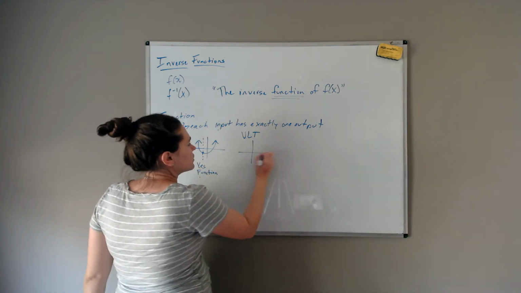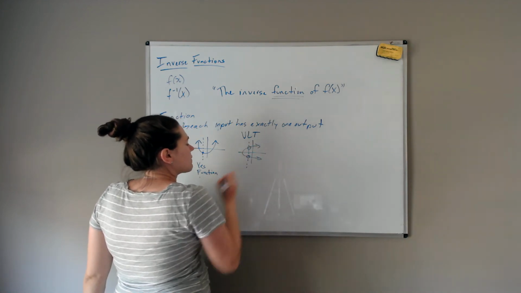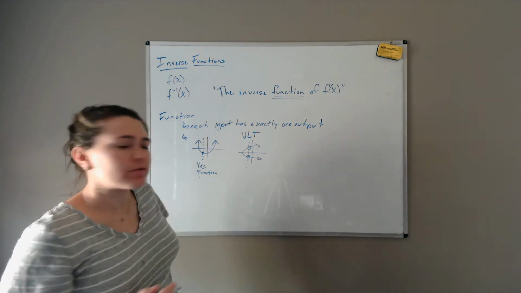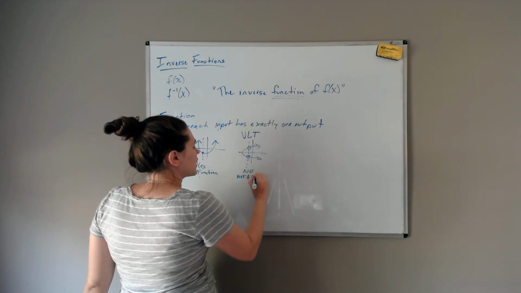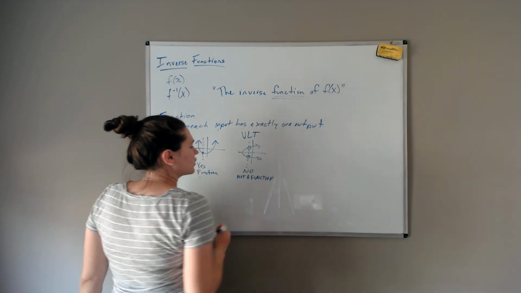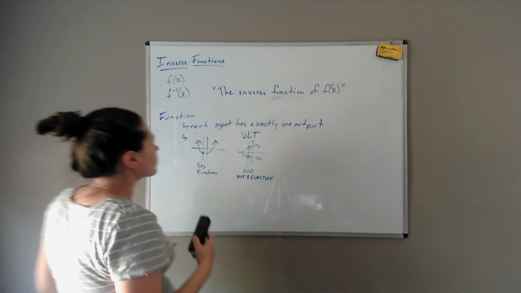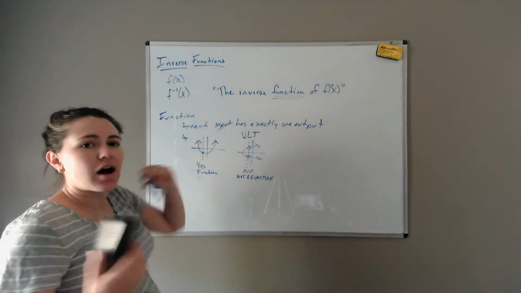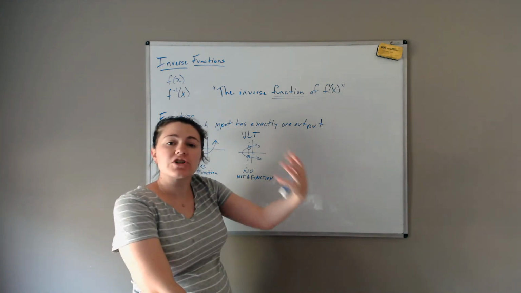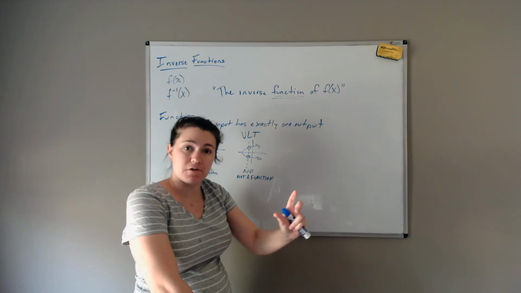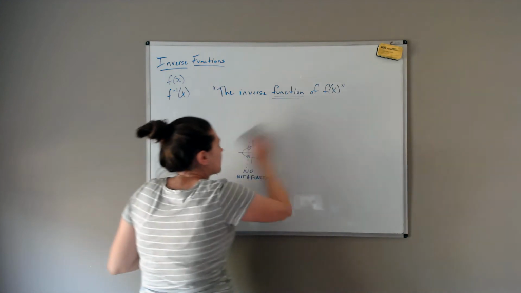Does this pass the vertical line test? No, because for this one value of x, that's the same x that's giving you two different outputs. So this fails the vertical line test. That means that this is not a function. This relation is not a function. So what we want to know now is, not only is the original equation a function, obviously, if it's given in the notation f of x, it is a function, but is the inverse equation a function? So that's what we're going to talk about right now.